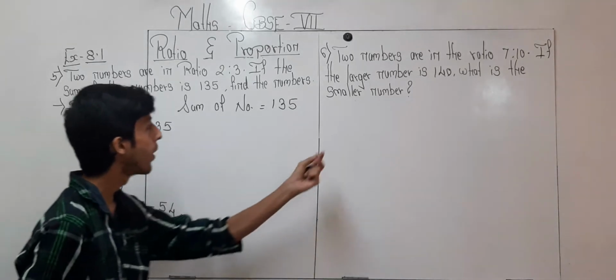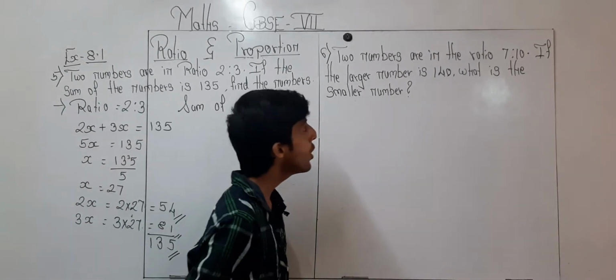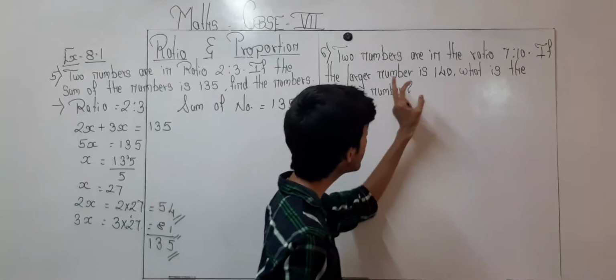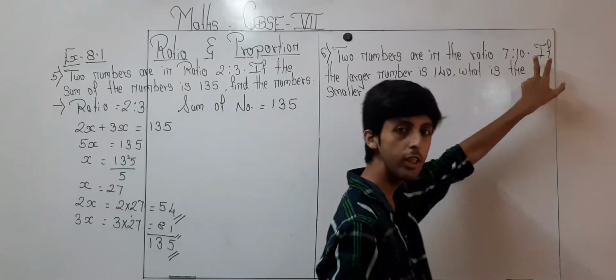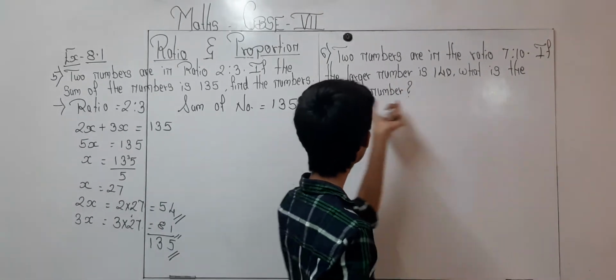Okay. Now moving on to question number 6. Two numbers are in ratio of 7:10. What is being given? Two numbers are in ratio of 7:10. If the larger number is 140, what is the smaller number?